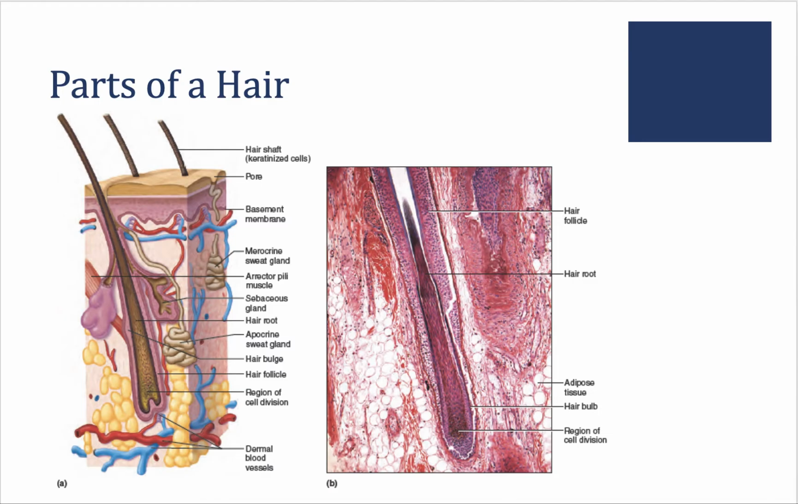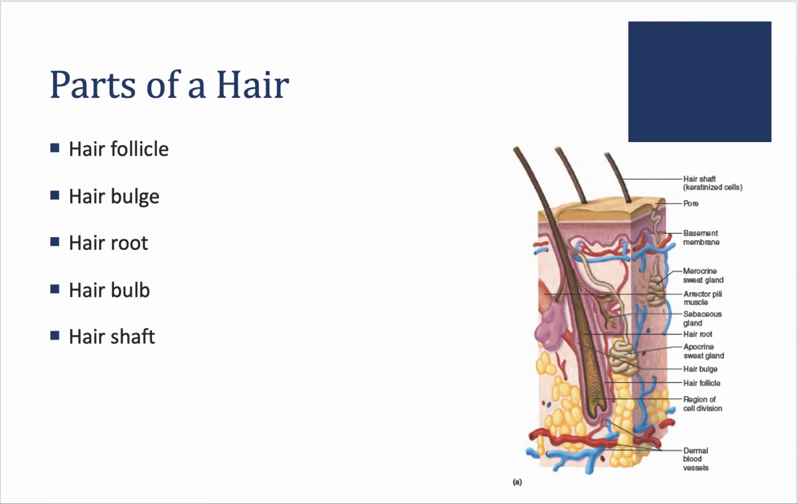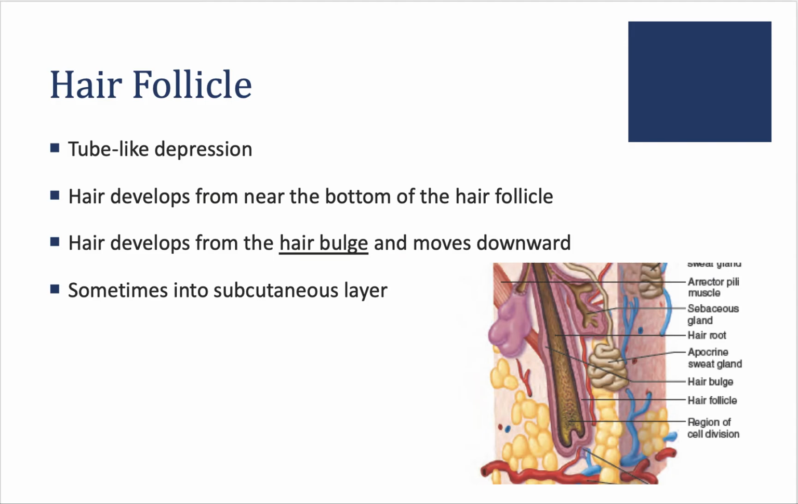These are the parts of the hair that we're going to talk about. You can also see there are different glands and whatnot on here, but we're just going to talk about the hair in this screencast. The parts of the hair that we're going to talk about are the follicle, the bulge, the root, the bulb, and the shaft. We'll begin by talking about the hair follicle.